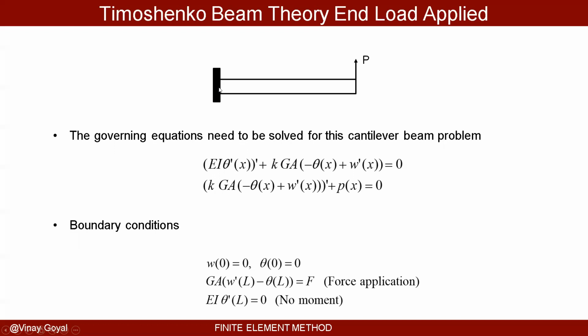In this case, the boundary conditions are that W at 0 is 0, theta at 0 is 0 because there's no change in angle. And then also you have the location where force is applied, and that's this boundary condition. And this should be P, by the way. I apologize for that. At this end, there's no moment applied, so EI theta prime is also 0.